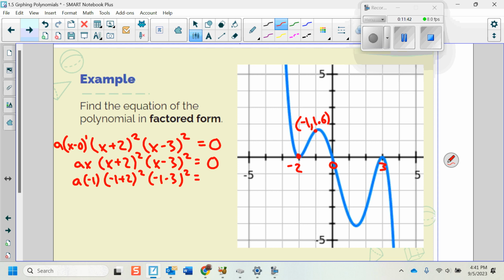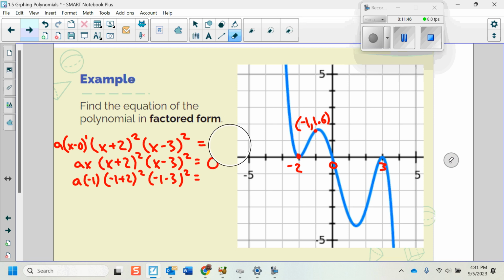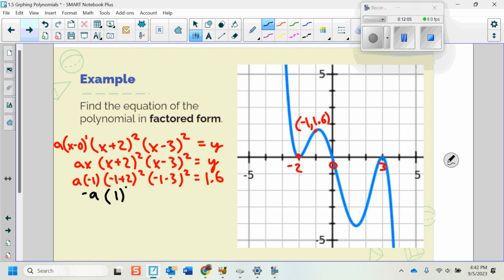This was me making my polynomial. I'm going to go ahead and use that. In this case, this is a two-dimensional picture, and this is going to be 1.6. So let's simplify this. We get -a, -1 plus 2 is 1, -1 minus 3 is -4, squared, equals 1.6. Now remember, this is 1, this is 16, so it's -16a on the left. I get 1.6, and if I divide by -16 to get a by itself, that gives me a equals -1/10.